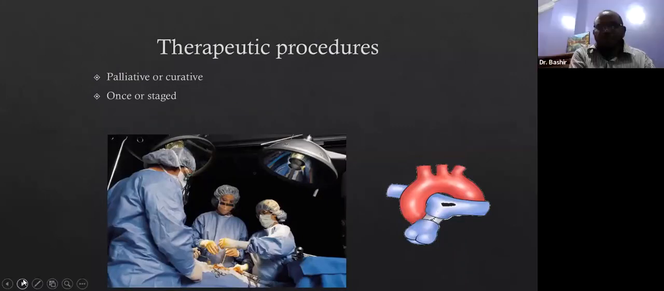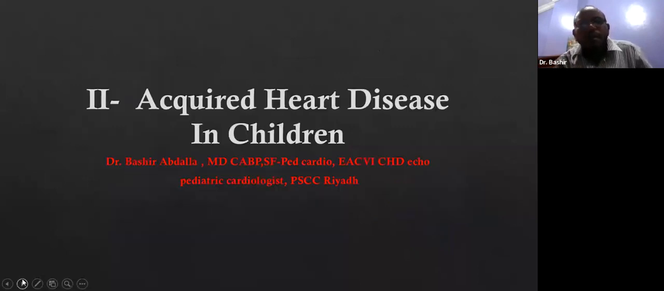Regarding the therapeutic procedure, either cath or surgery, they are either palliative or curative. Curative means the child will be cured and no more intervention. Sometimes only palliation. Palliation means ameliorating the disease and making it less disastrous. We finish the first part.